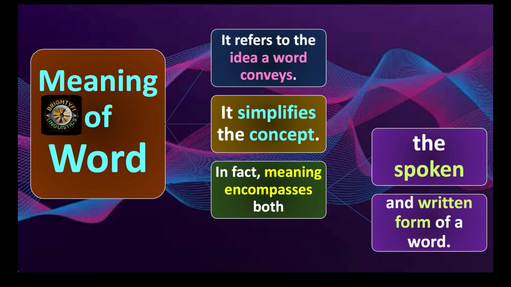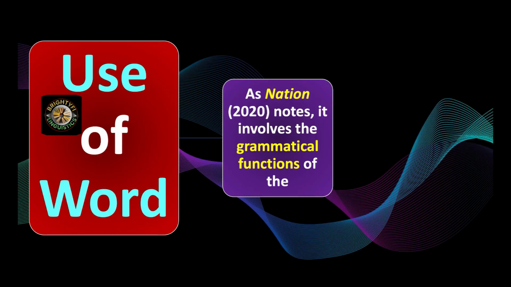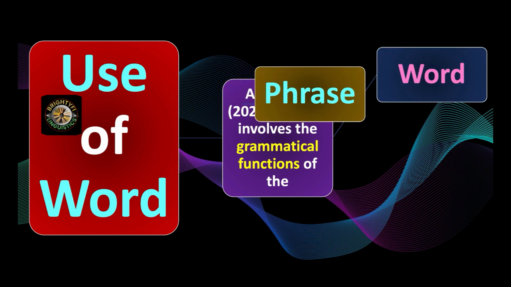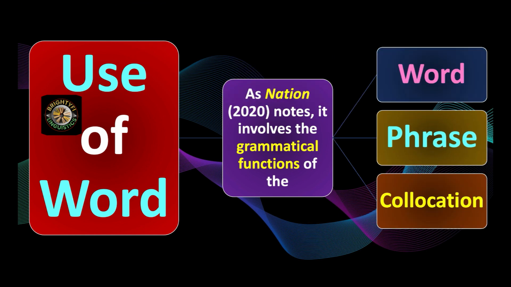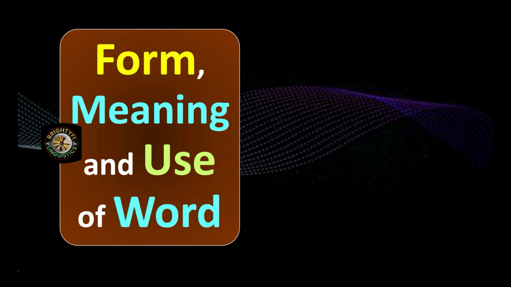We continue our ideas. Use of word. As Nation 2020 notes, it involves the grammatical functions of the word, phrase and collocation, how they are used in a sentence in different contexts, in different situations, grammatically. We continue our discussion. Form, meaning and use of word, all three together.